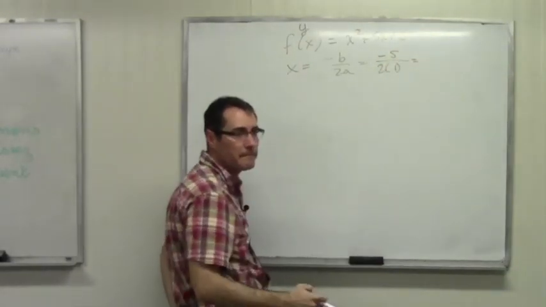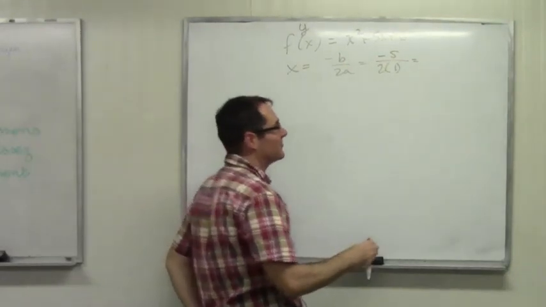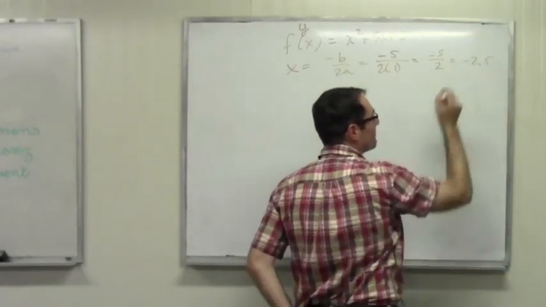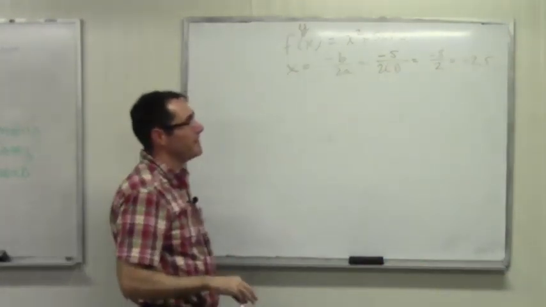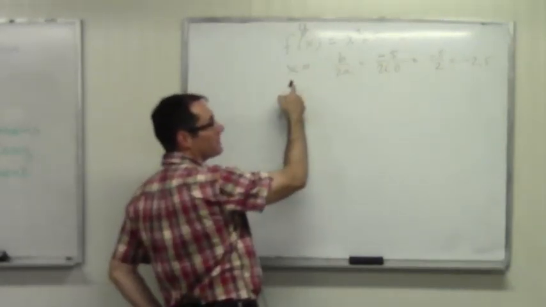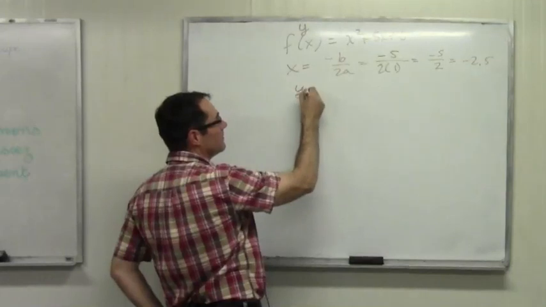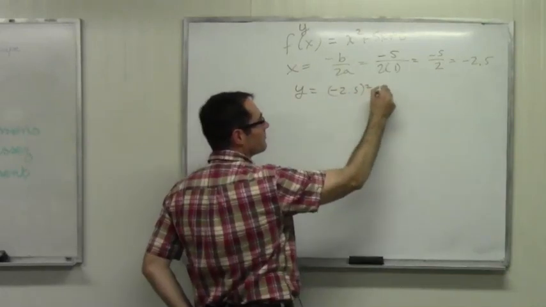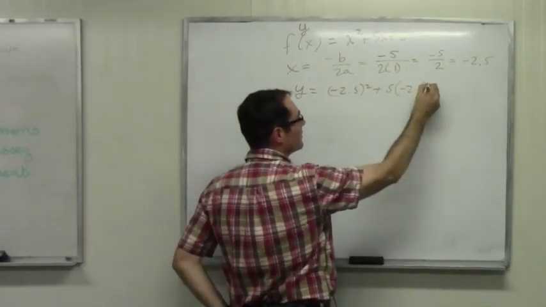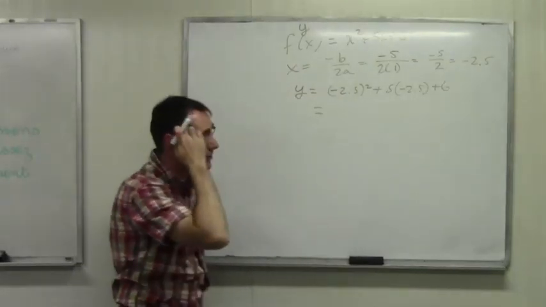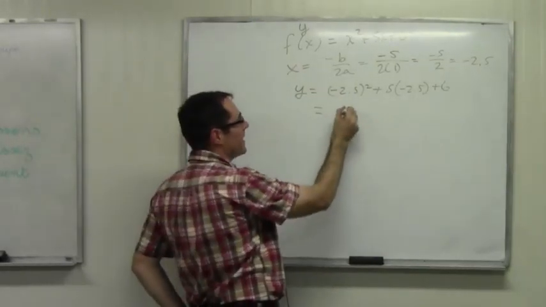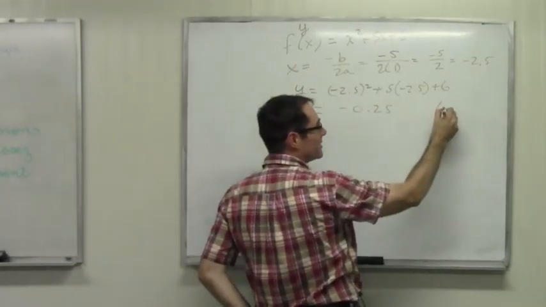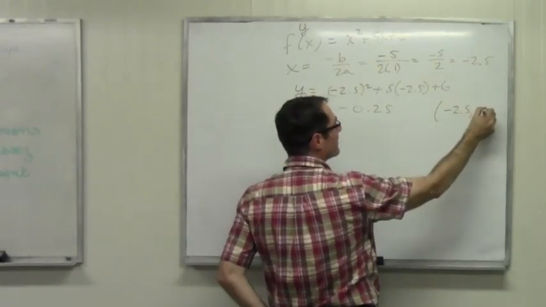Aaron, what was that? Oh. How about negative 5 over 2? Or negative 2.5? But you're not done yet. You also have to find the y value. To find the y value, you plug in the value that we got there, negative 2.5. So you get negative 2.5 squared plus 5 times negative 2.5 plus 6. When you do that on your calculator, you end up with negative 0.25. So your answer for the vertex is negative 2.5, negative 0.25.